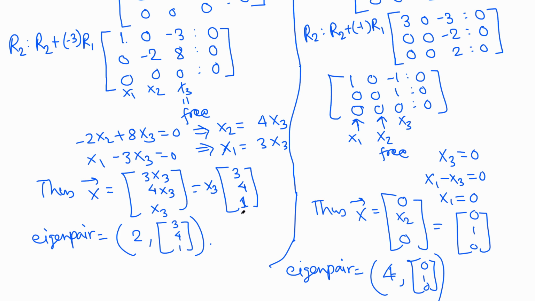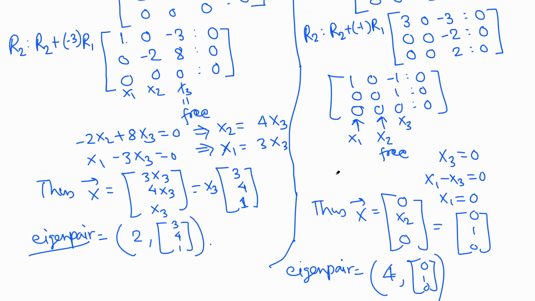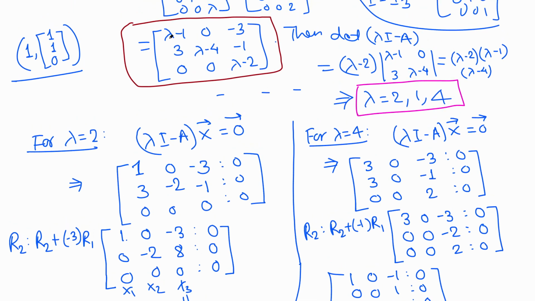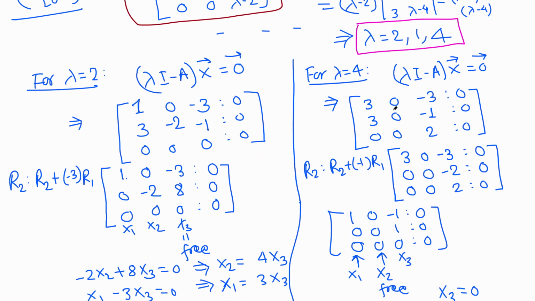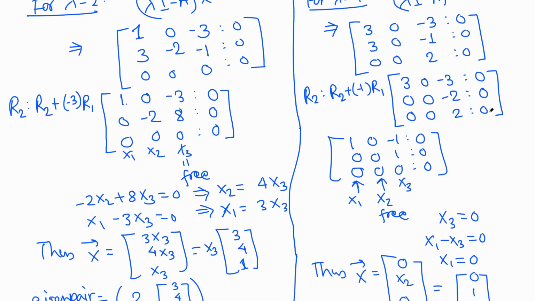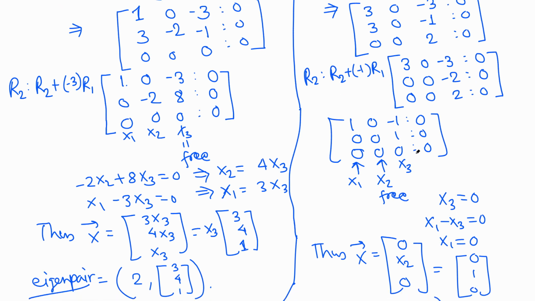So this is a basis for the eigenspace, or corresponding eigenvectors. There are infinitely many correct answers, so one of them is 3, 4, 1. So we can put them as an eigenpair: 2, and 3, 4, 1. Eigenvalue, eigenvector. Now for lambda equals 4, again the same thing. Plug in 4 here, lambda I minus A times x equals 0, and we get this. Now we can make this 0 using row reduction. Then we can multiply the first row by 1/3, make this negative 2 to 0, everything 0, and multiply this by negative 1/2. We get this.